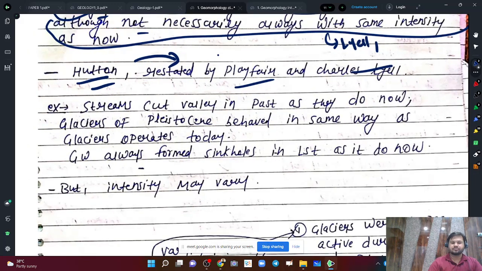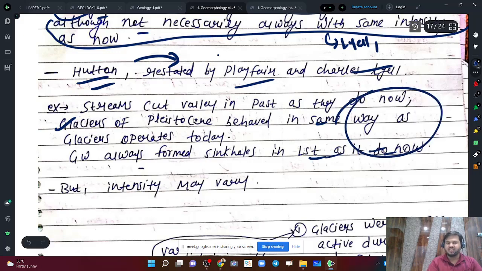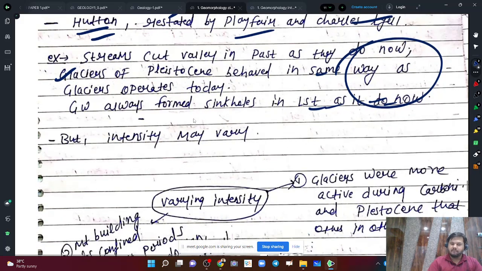So for example, streams cut valleys in the past as they do now. The rivers create streams, and like the rivers, they are creating valleys. So there is no reason to believe that in the past valleys were not created by these rivers. Glaciers of the Pleistocene behaved in the same way as glaciers operate today. Groundwater always formed sinkholes in limestone as it does now. So whatever these processes are doing now, they also did in the past, but the intensity may differ.